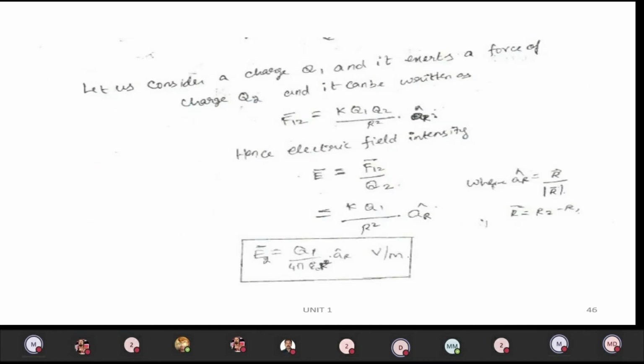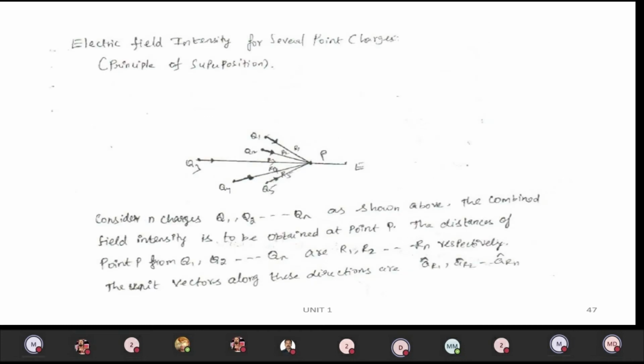So electric field equal to Q1 divided by 4 pi epsilon r square into AR vector, where AR vector is the unit vector. We have to substitute that. The unit of electric field is volt per meter.